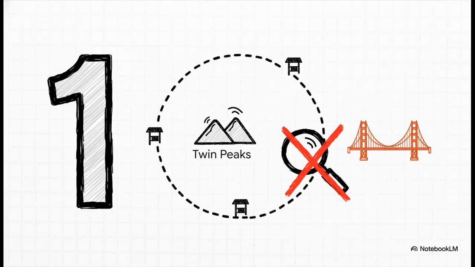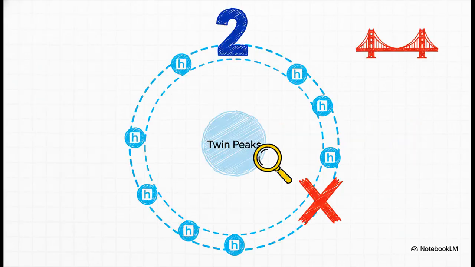Well, the most logical place to begin is to check all the spots you can get to with just one bus ride, right? So we look at all the direct routes from Twin Peaks and, nope, the Golden Gate Bridge is not on that list. Okay, so a one-and-done trip is out. All right, Plan B. Let's widen our search.